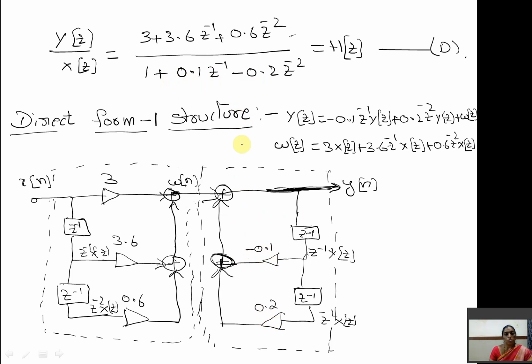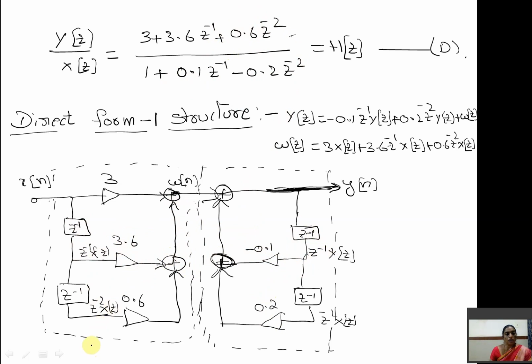Now similarly, what is the order of this numerator polynomial? 2. The denominator is also 2. So use 2 delay units on this side and on this side. Now simply use the adders and construct it like this. In this way, by observing the equation, we can draw this.